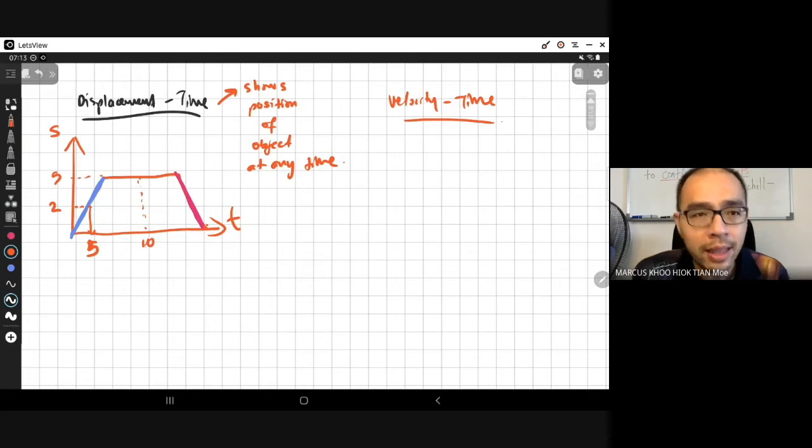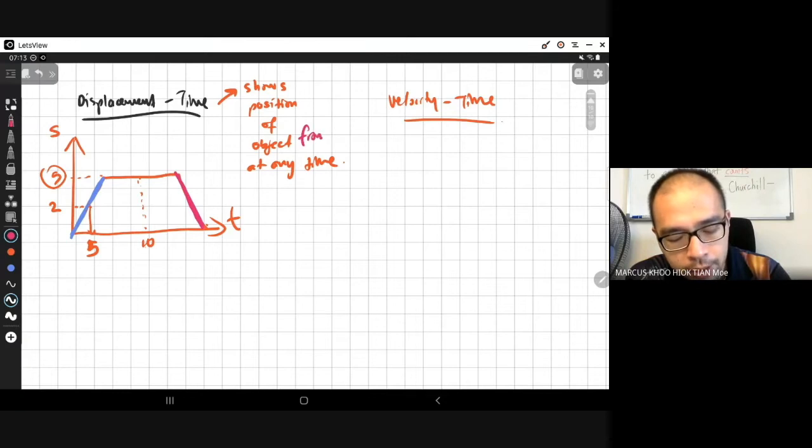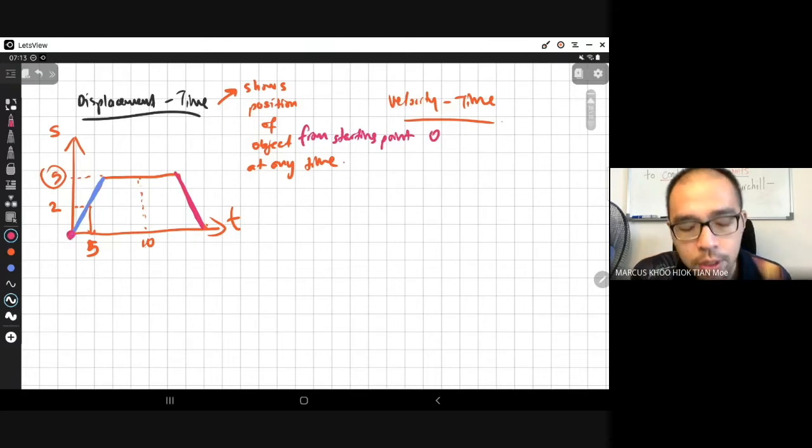Okay, so at the 10th second, the object is at 5 meters away from the starting point. So it shows the position of an object from the starting point O, 0, at any time. This is a very important thing for us to understand.